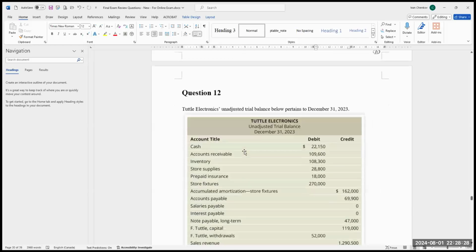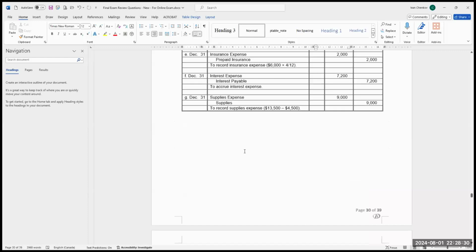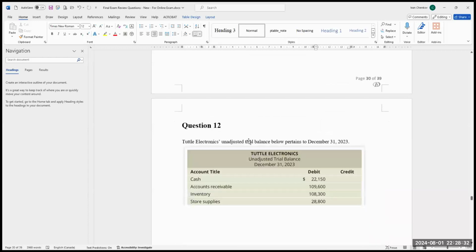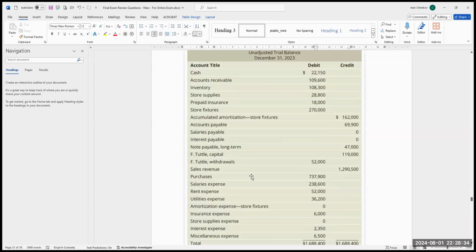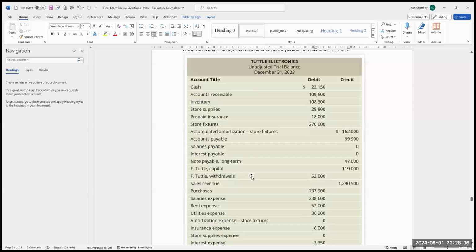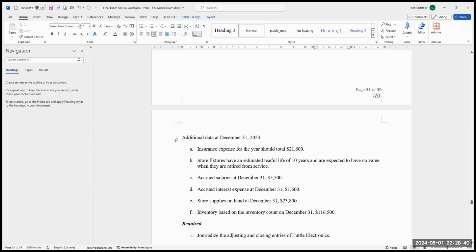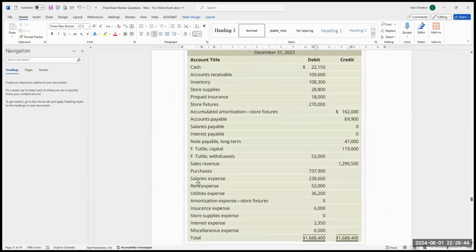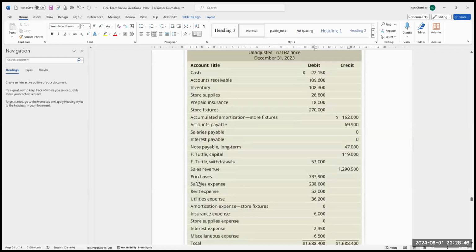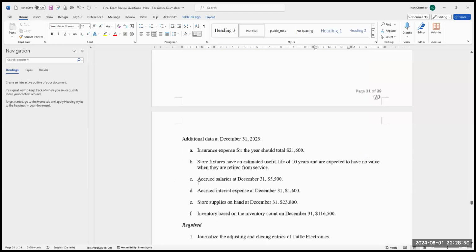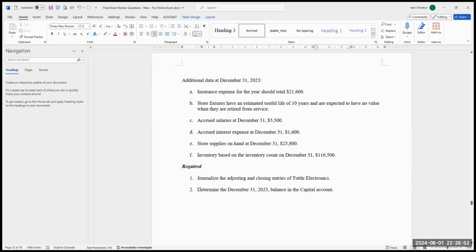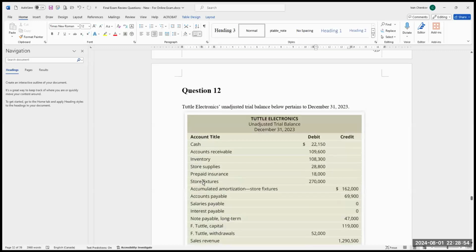Now, the question that you're going to see is not going to be this question, it's going to be this question. What's the difference? The difference is you still have to do the adjusting entries, don't get me wrong. But you also have to do closing entries. The good thing is those closing entries are the perpetual system. So let's see the question first.